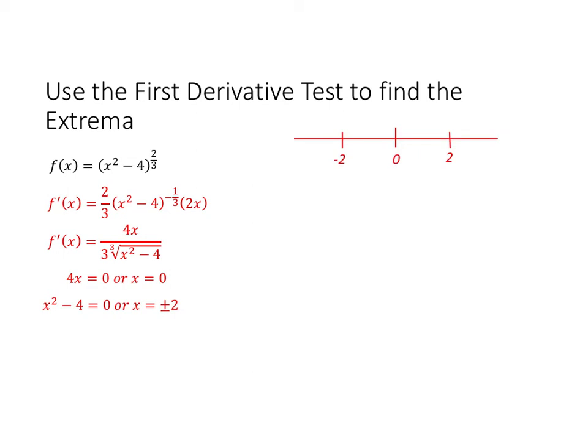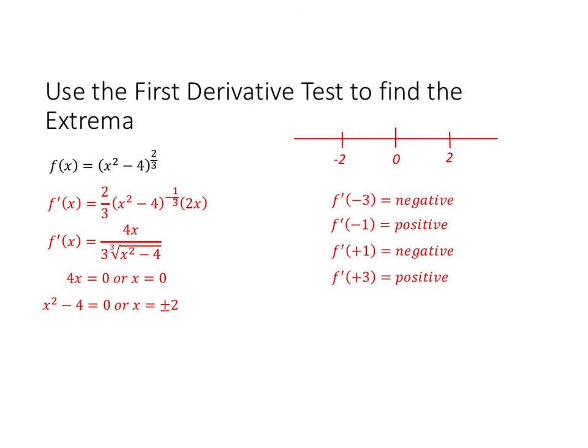Now, rather than use a table, let's look at this somewhat graphically. Let's assume we've got a number line. Here are our critical points. We've got minus 2, 0, and plus 2. What we're concerned with are these regions: to the left of minus 2, between minus 2 and 0, between 0 and plus 2, and to the right of plus 2.